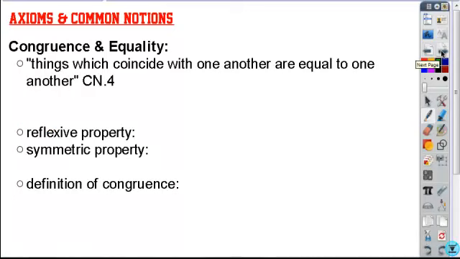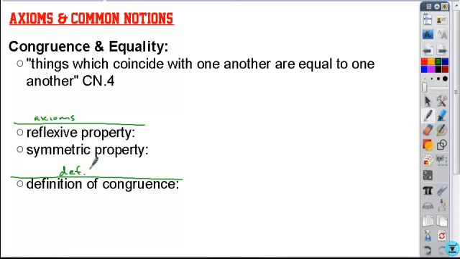All right, the next common notion that was introduced in the Elements has to do with congruence and equality. Okay, and the wording for that was: things which coincide with one another are equal to each other. Okay, and so that has several implications here. It has a couple axioms and it also has some definitions. And again, the types of things that we can start using for proofs are definitions, axioms, postulates. So those are the only things that we can use until we start proving relationships.